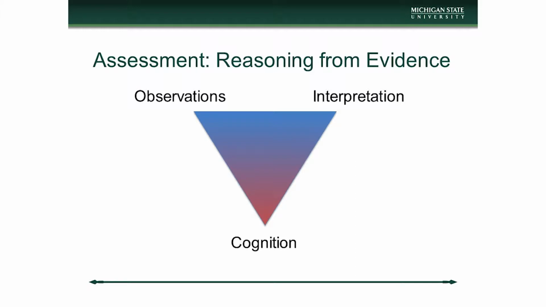So again, it's an iterative piece here. What we care about is the cognition. We can't see that. So it's a very messy set of observations and interpretation. For those of you in the natural sciences that are used to very exact measurements, this is not an exact science. There's an awful lot of fuzz in here. Okay, and so being conscious of that is really important.